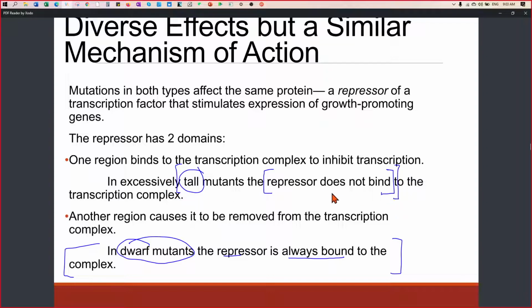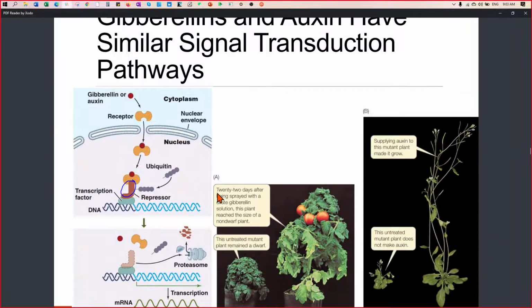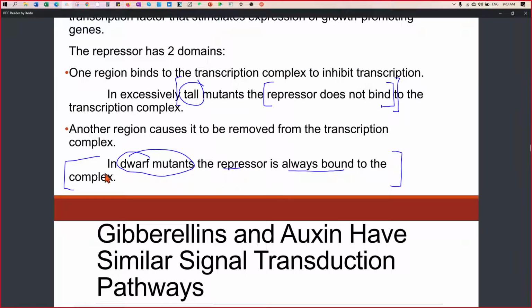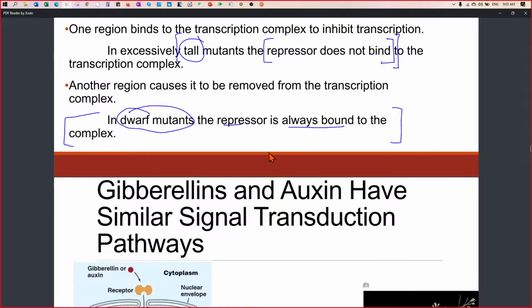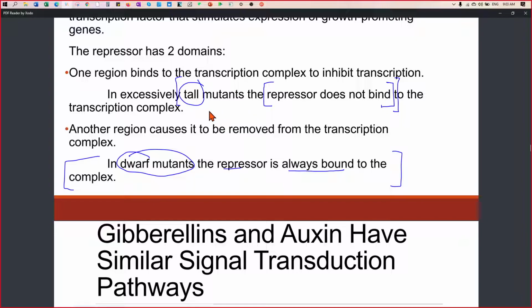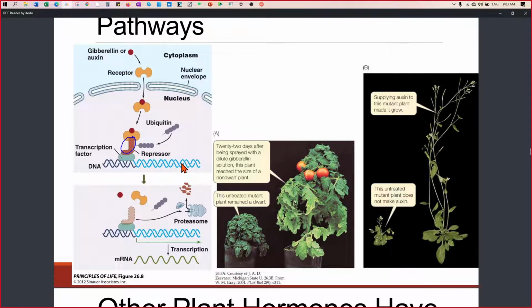So what determines whether the repressor will bind or not? Gibberellin or auxin. Can the repressor on its own bind to the transcription factor? No. It will only be activated with the presence of gibberellin or auxin. So the moment it binds to the transcription factor, you will get your dwarf variety. If it doesn't bind, there is no repressor, you will get your tall mutant, like this one. So this is the example.